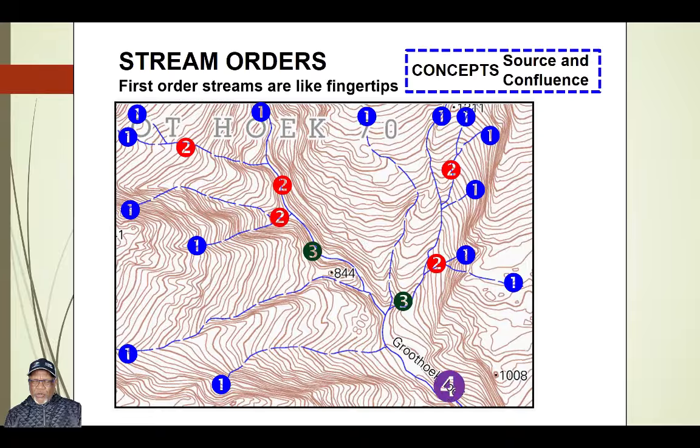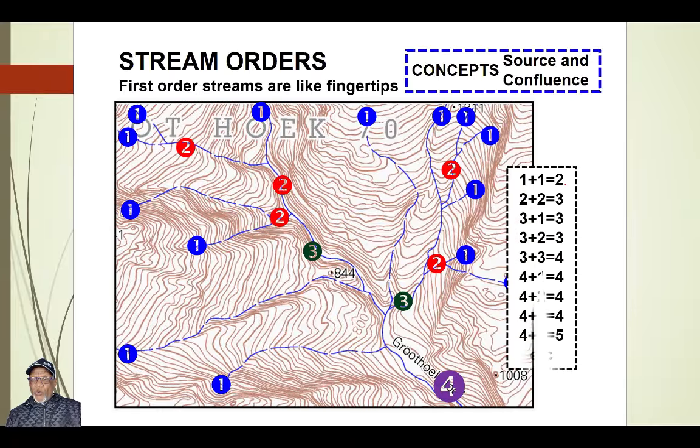But when you add 2 and 2, they will give us 3. When you add 2 and 2, stream order moves to 3. But when you add 1 and 1, it is going to give you 2. 2 and 2 will give you 3. 3 and 1 remains at 3. 3 and 2 remains at 3. But 3 and 3 moves to 4.